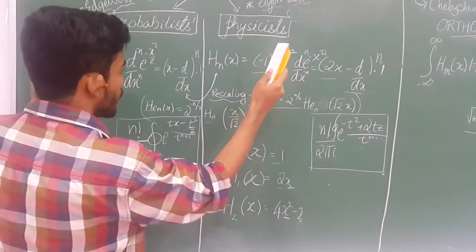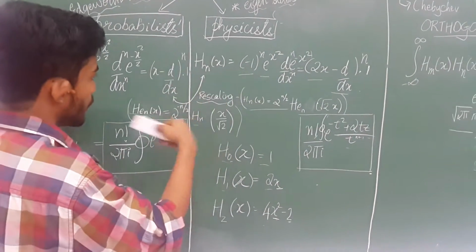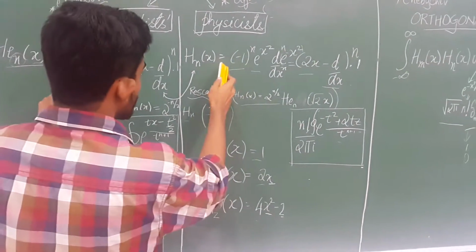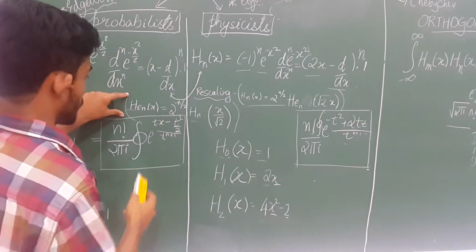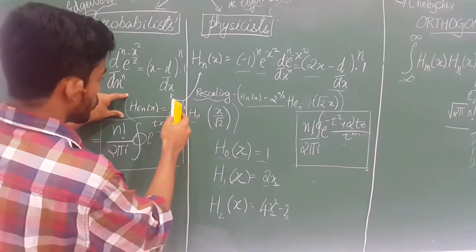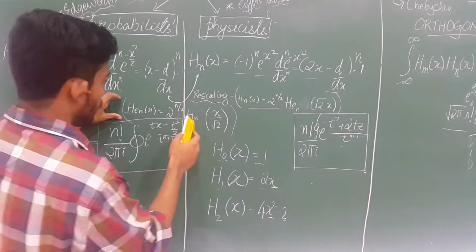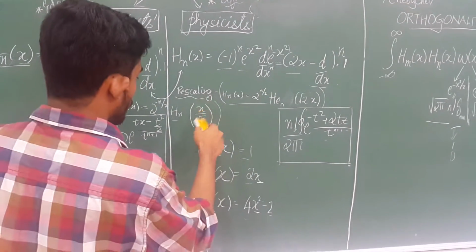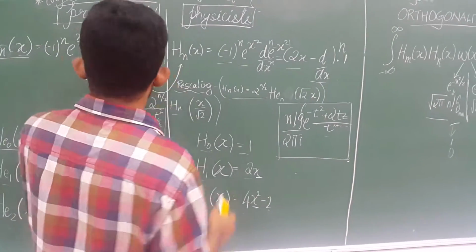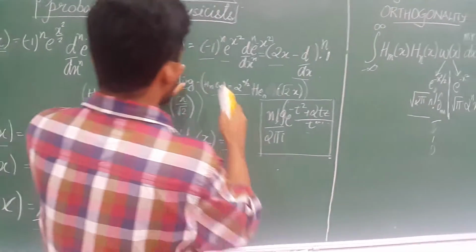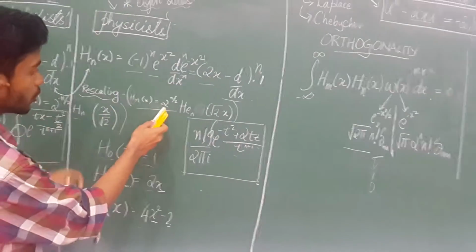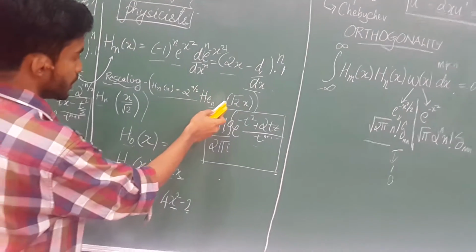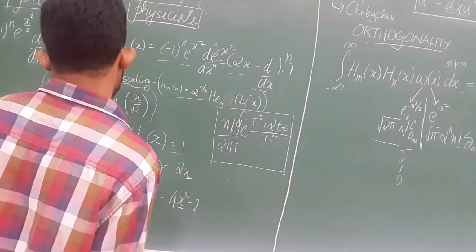Hermite polynomials can be rescaled into each other. Physicist Hermite polynomials can be converted into probabilistic Hermite polynomials using this function: Hen(x) = 2^(-n/2) Hn(x/√2). And probabilistic Hermite polynomials can be converted into physicist Hermite polynomials using this equation, that is Hn(x) = 2^(n/2) Hen(√2 x).